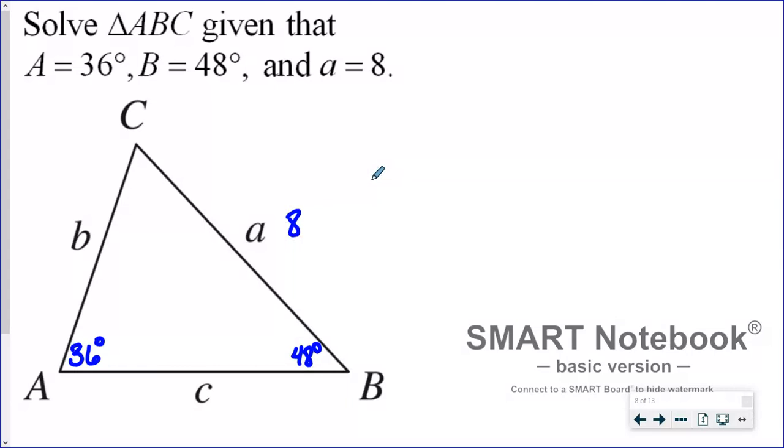Now, whenever you're given two angles, the third angle is always the easiest thing to find, correct? So if we add these together, that's 84. We know that they all have to add up to 180. So if you do 180 minus 84, that will tell you that this is 96.